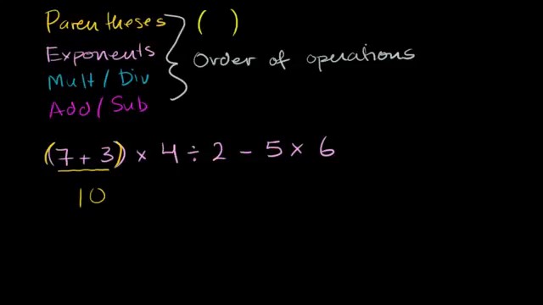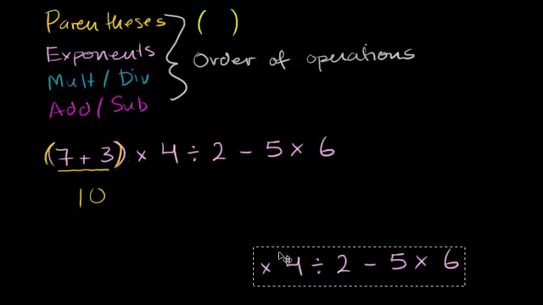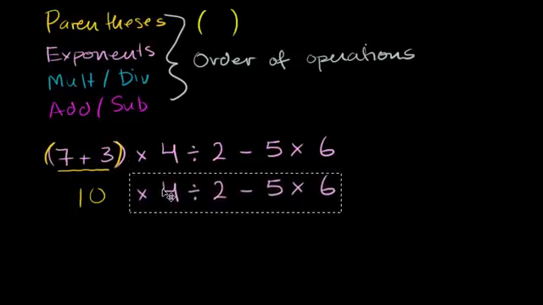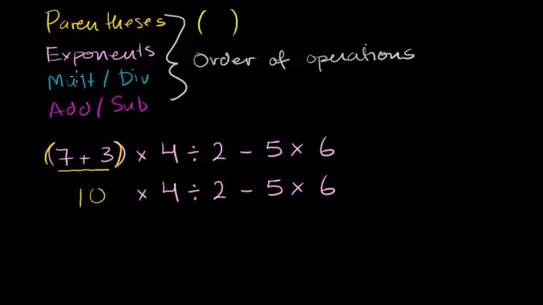times all of that. Let me copy and paste that so I don't have to keep rewriting it. So let me copy and let me paste it. So that simplifies to 10 times all of that. We did our parentheses first. Then what do we do? There are no more parentheses in this expression. Then we should do exponents. I don't see any exponents here.